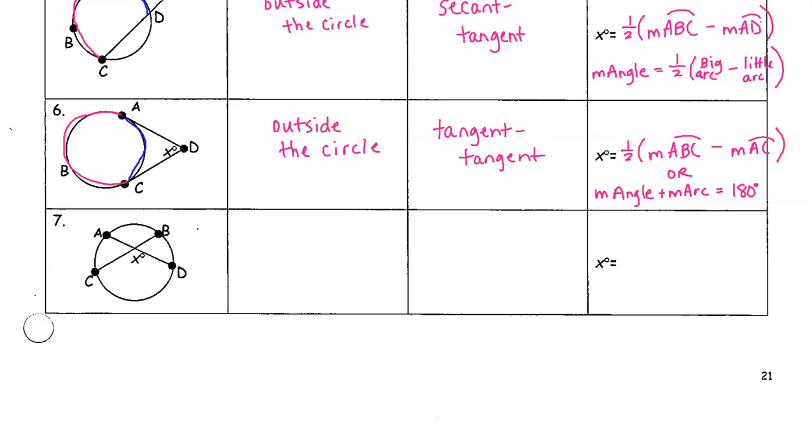Okay, 7. Now we have an angle that is inside the circle, but it's not at the center. So inside the circle, the big thing is that it's not at the center, because then it would be a central angle.